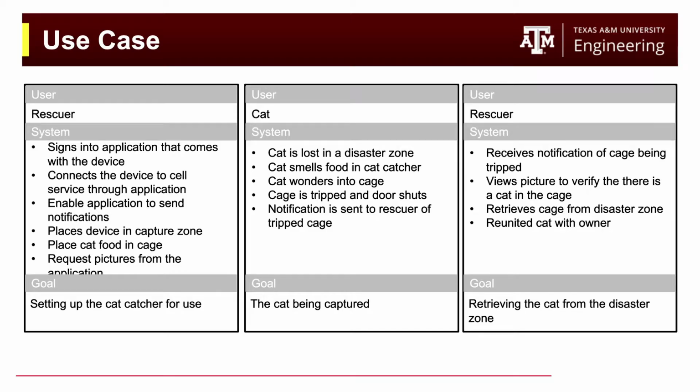The next use case is the cat being captured. The cat will be lost in a disaster zone where they will smell food and wander into the cage. From here, the cage door is tripped and a notification is sent to a rescuer of the tripped cage.